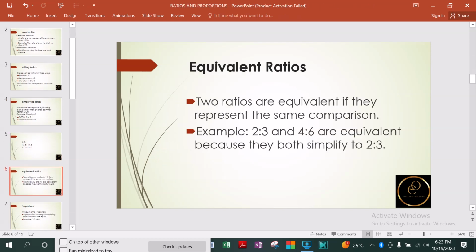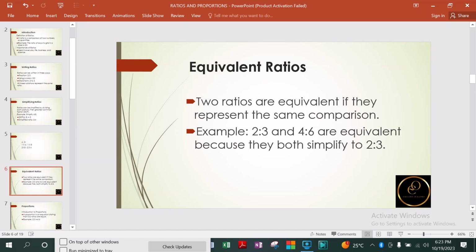Then we also have what we call equivalent ratios. We say that two ratios are equivalent if they represent the same comparison. An example I've given here is two ratios, 2:3 and 4:6.